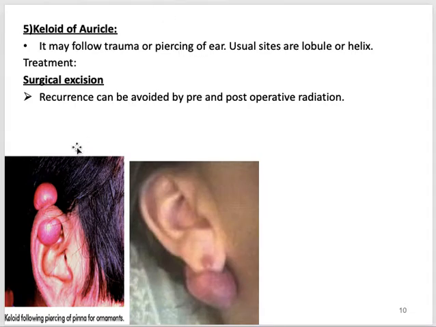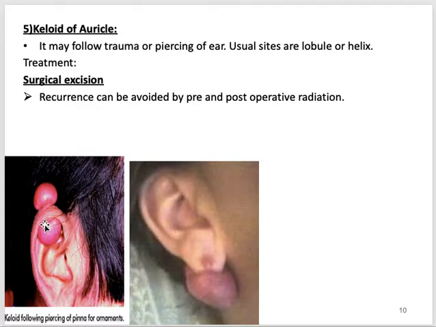And the last thing is keloid formation. It is more common in the African race, and simply we define keloid as scar tissue which forms beyond the boundaries of the injury. So you can see in this woman there is an ear piercing and there is a big keloid, and even in this one, after ear piercing, the keloid is there.